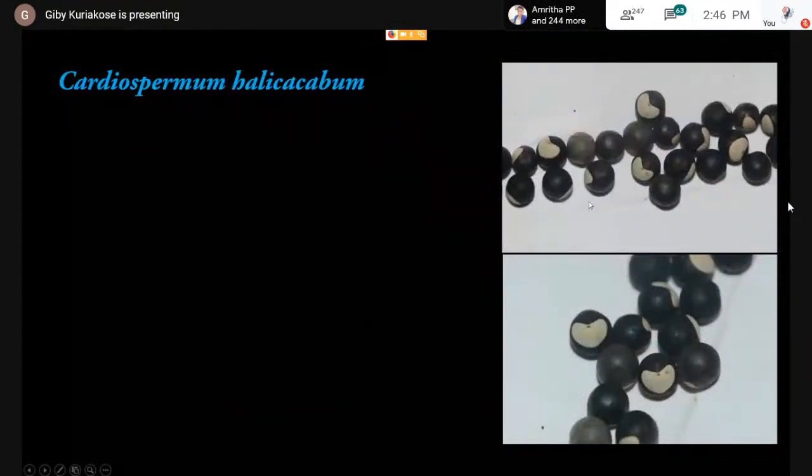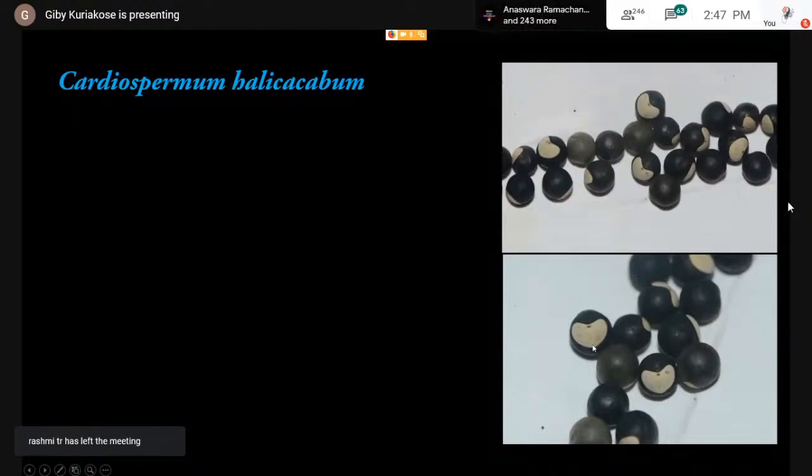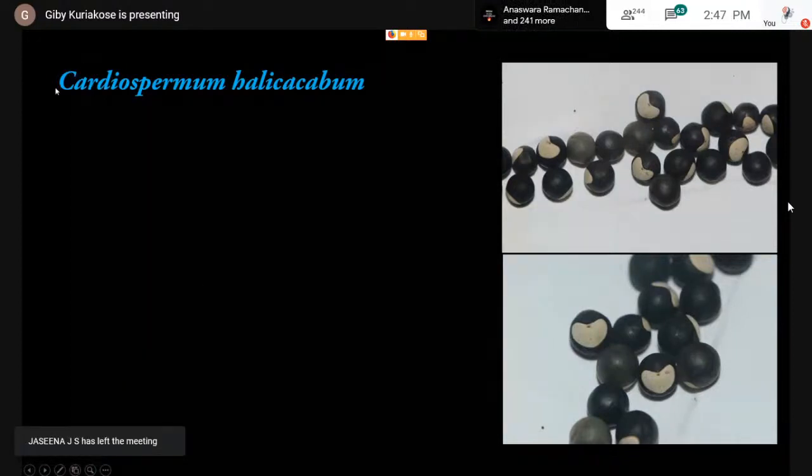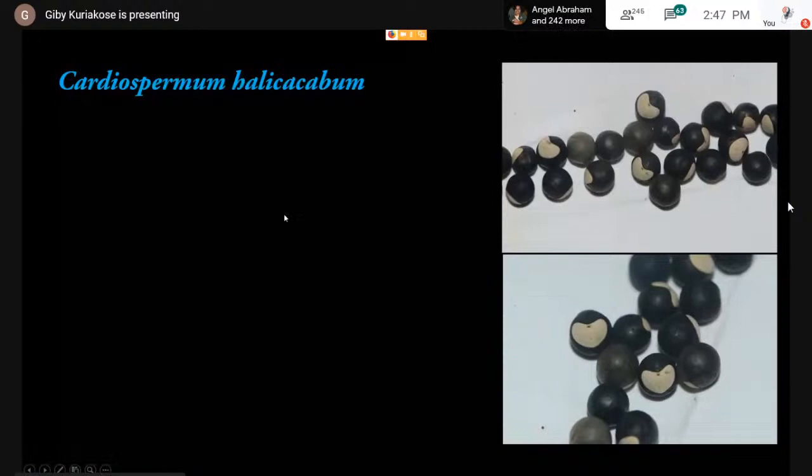Another interesting feature, this I have shared some years back on my Facebook. Look at these fruits, and look at the heart-shaped or cordate feature on the seed. Actually, it is not a fruit, it is a seed. And the plant is Cardiospermum halicacabum. It would be very difficult for a new person especially to remember this kind of a name, Cardiospermum halicacabum. Let us see what that is.